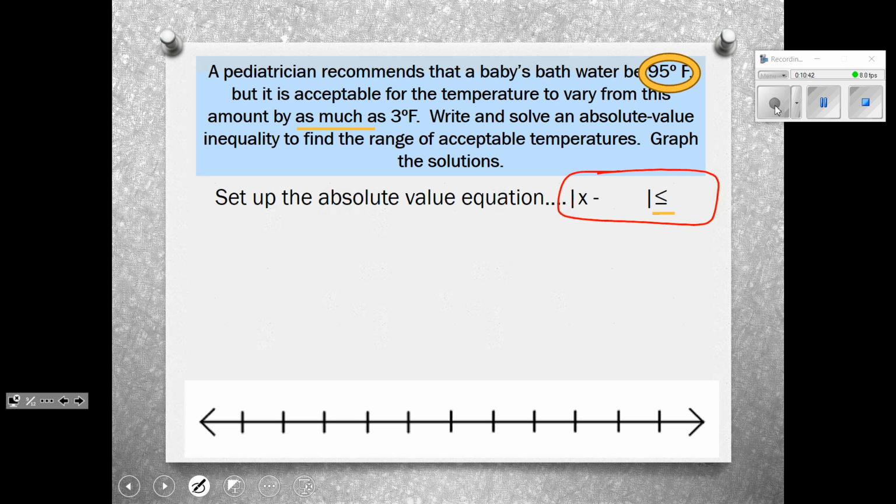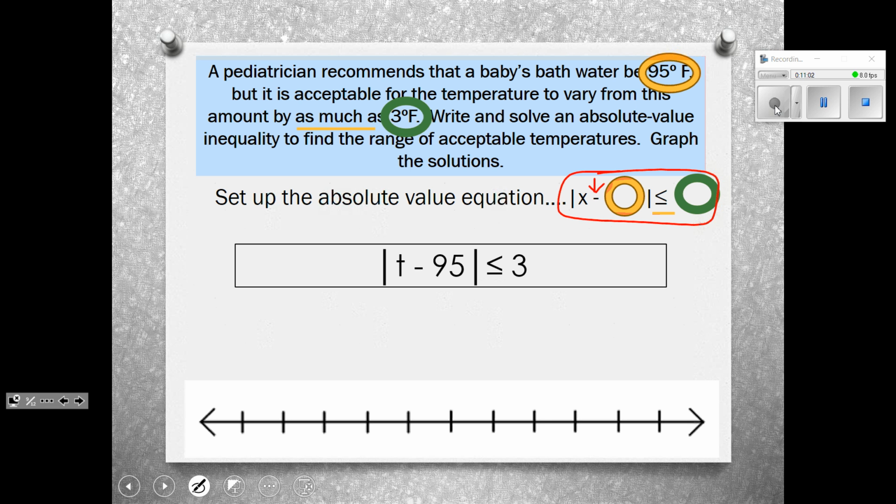Our base number is 95. When you find that base number, you're going to plug it in right here. Notice that this is an opposite sign. So instead of 95 degrees, it's going to be x minus 95. And you're going to identify the number that tells you how much it varies, and that goes at the end.